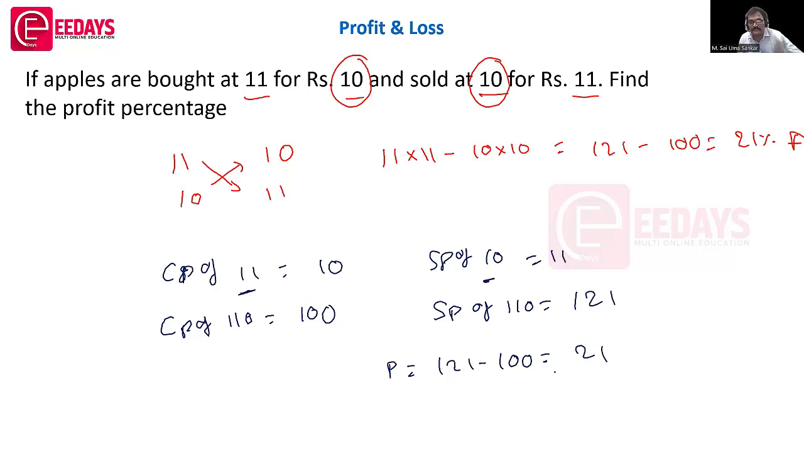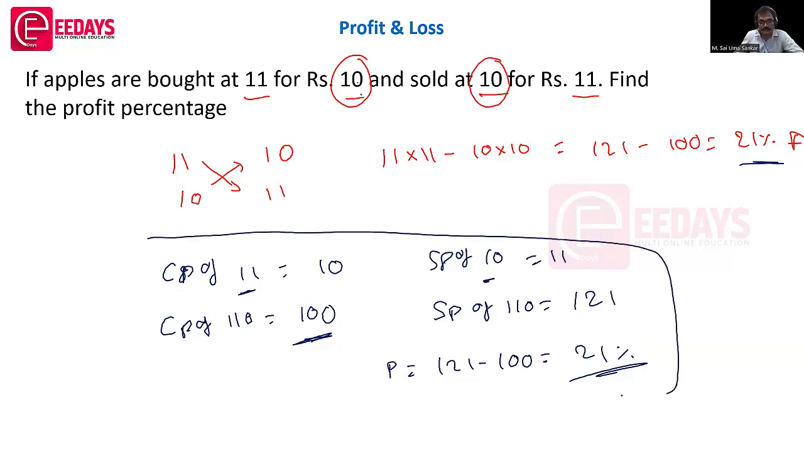Either profit percent or loss percent is calculated on the cost price only. What is the cost price here? That is 100. So what is the profit percentage? That is 21%. Suppose these two numbers are co-primes and the product of these two numbers is equal to 100, then the answer is directly the cross product. If these two numbers are not co-primes, or the product of these two numbers is not equal to 100, then you go through this procedure.